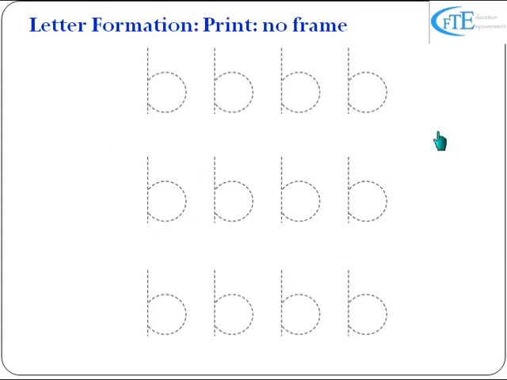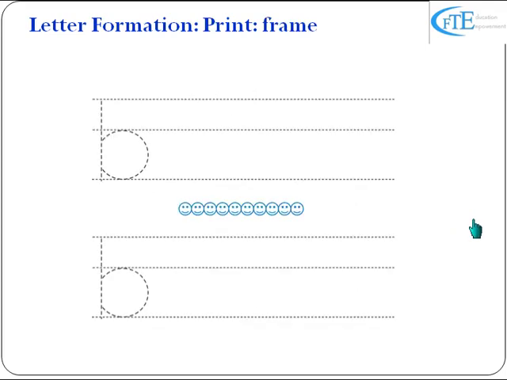Then we have the letter formation without a frame. Then we move to letter formation with a frame. Notice we only give the lines that are needed for the formation of particular letters. Unnecessarily giving the child a 4th line will be a source of confusion. It will confuse the child.